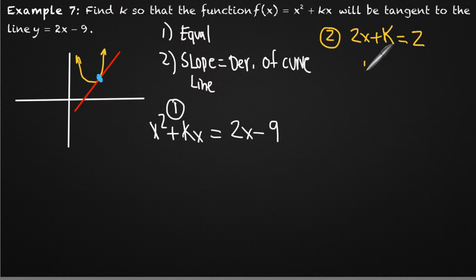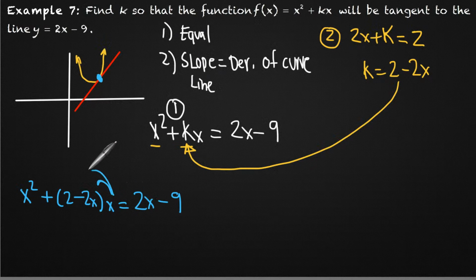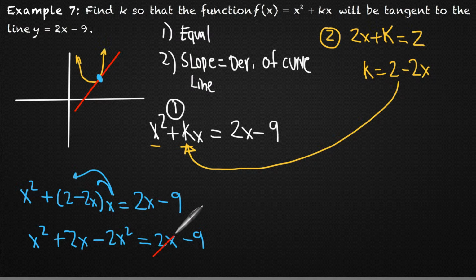Now, when I solve this for k, I'm going to get 2 minus 2x. And I notice that I've got two variables over here, x and k. That's not good, but we can take this and plug it in here, and now we'll only have one variable. So let's do that. x squared plus k, which I'm going to write as 2 minus 2x, times this x right there, is equal to 2x minus 9. Then when I distribute this x, I get x squared plus 2x minus 2x squared equals 2x minus 9. Then I recognize that this 2x and that 2x are going to cancel out. And when I group my like terms, I get negative x squared equals negative 9.